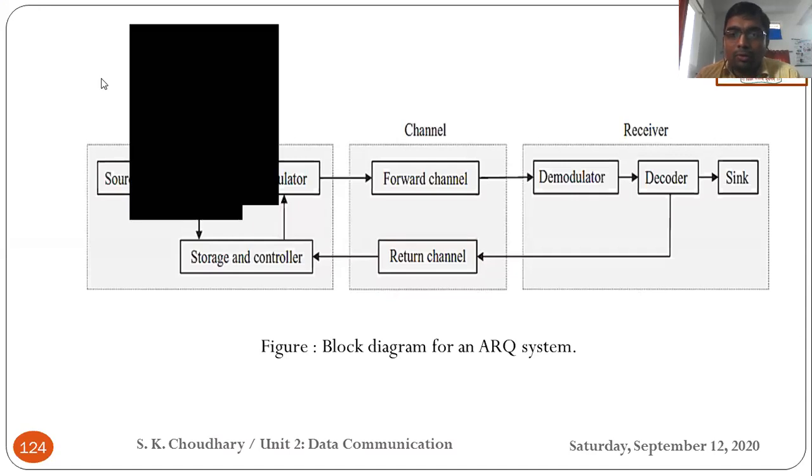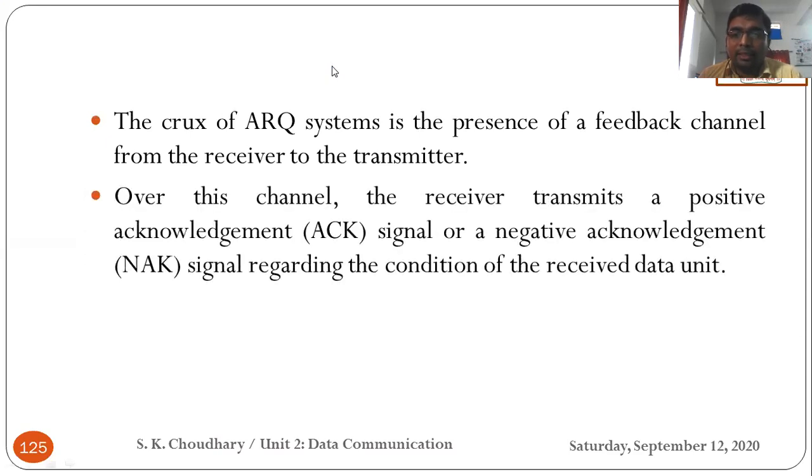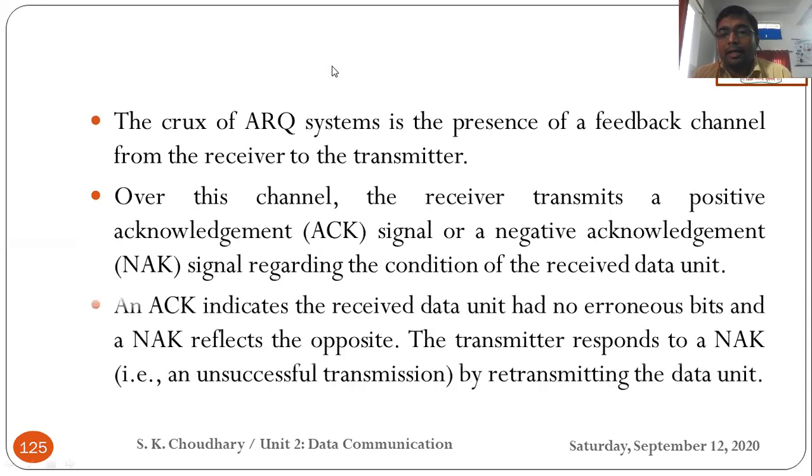Now we move to the next point. That is the same thing that I have told you. One thing I want to tell you is how the decoder or receiver gives the feedback information. The receiver transmits a positive acknowledgement, called an ACK signal, and a negative acknowledgement, called the NAK signal.